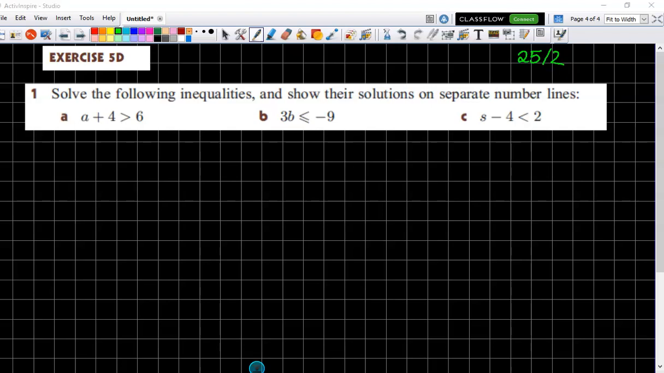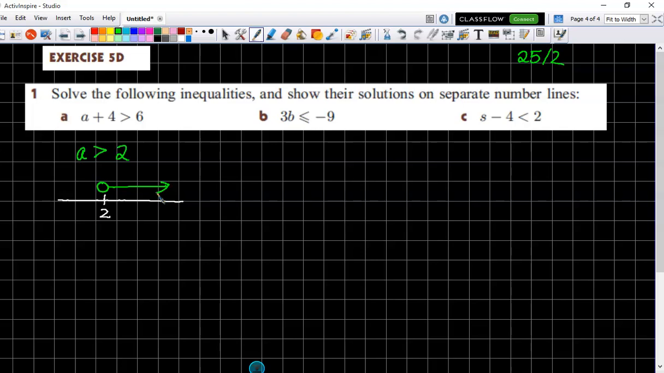Sharp, shiny. So simple. How do I get A by itself? Get rid of the plus 4. Take 4. A is greater than 2. What's the new bit? Show the solutions on separate number lines. Now get ready for this because this is tricky. We draw a line. We stick a 2. Right? And we go, it's greater than. So that means it's an open dot. Now if it's greater than 2, which way is the line going? Done.